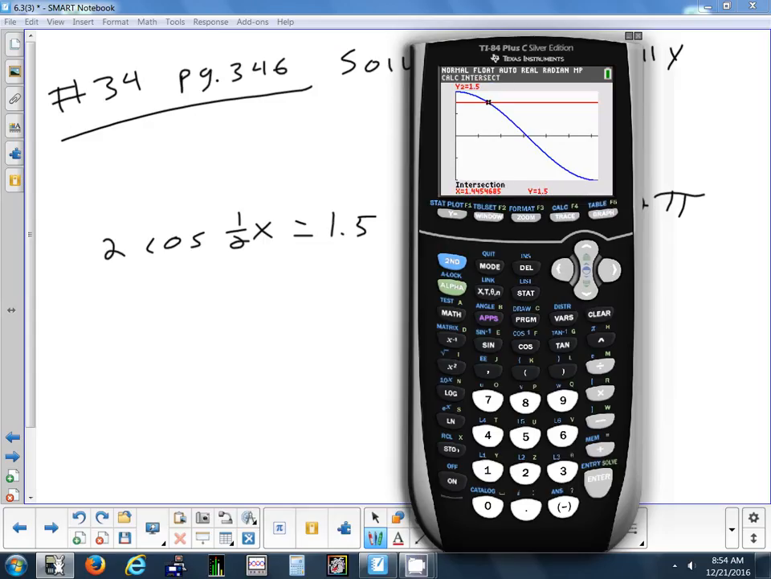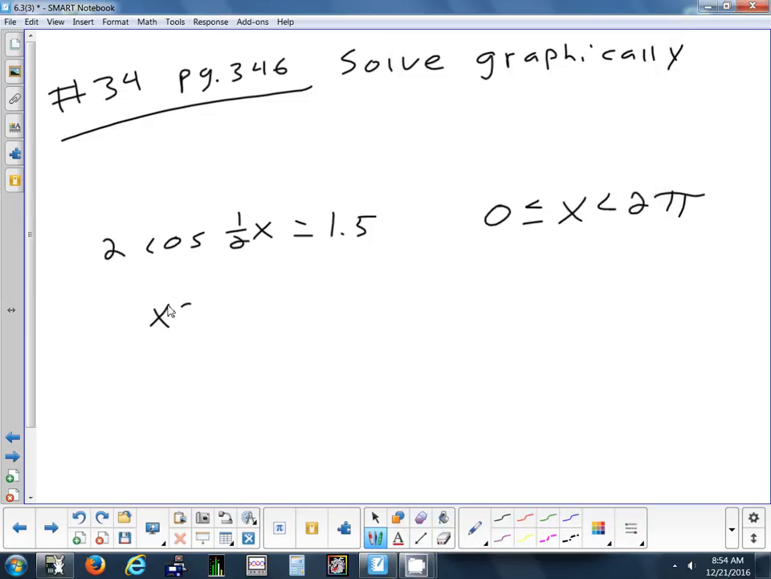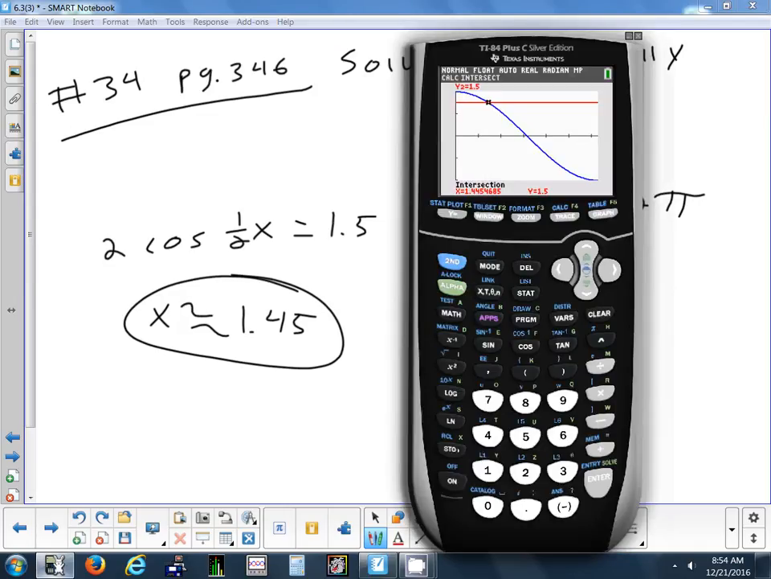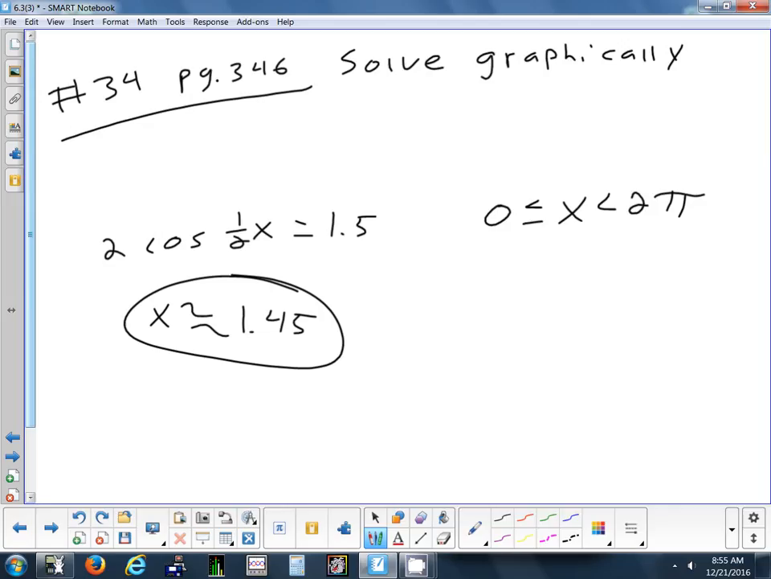Okay, so you get about 1.45. That's not the only answer. There's one other basic answer, and that's probably about right over here. But other than the one I just pointed to and the one we just found, every other answer would be a repeat of those two, occurring every period. But they didn't ask for that, so that's all we have to write. Any questions on that one?